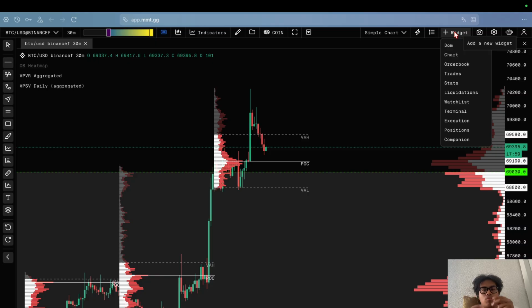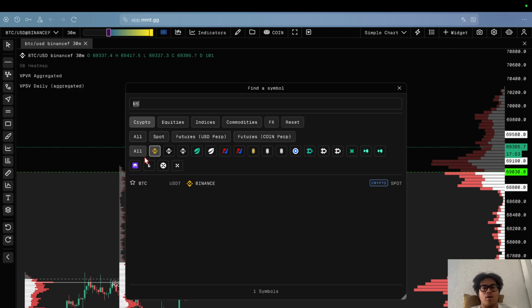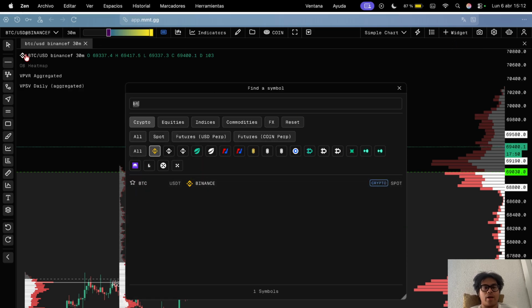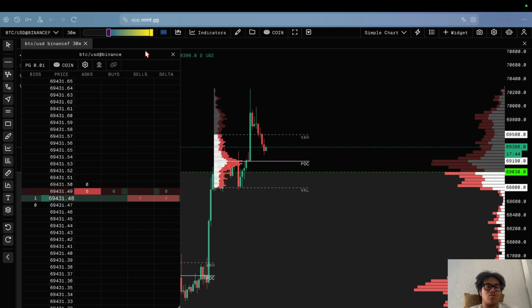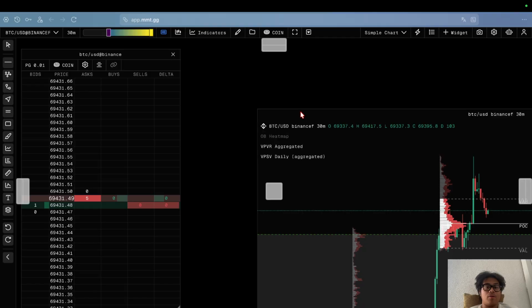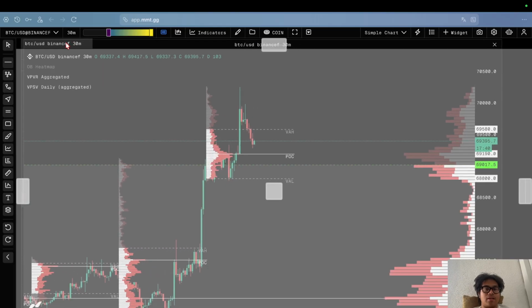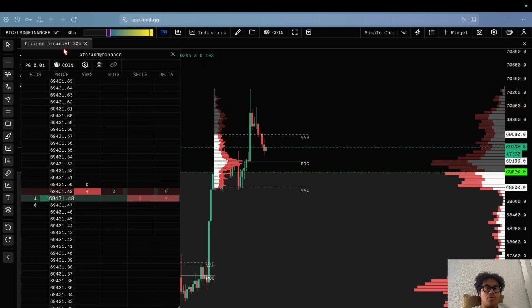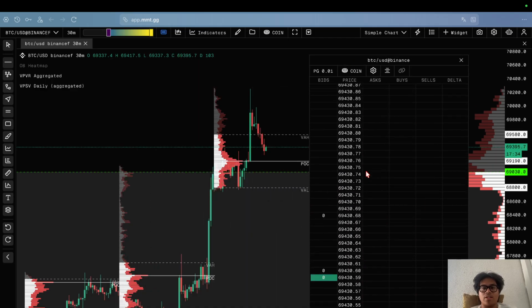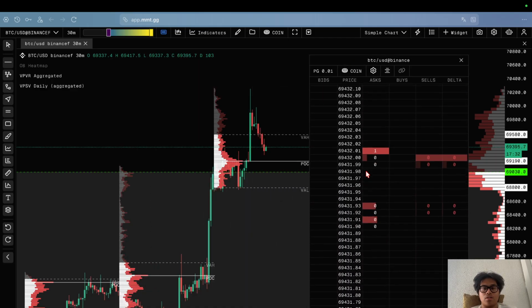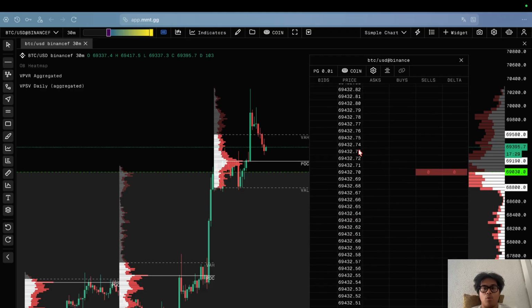Okay, we get those, but now we need to see what's really happening between buyers and sellers. So we need the DOM. So we're gonna go, and the pair you must trade is Bitcoin. Okay, got Bitcoin, and this is the data from Binance. So this is what is happening between buyers and sellers at the moment.